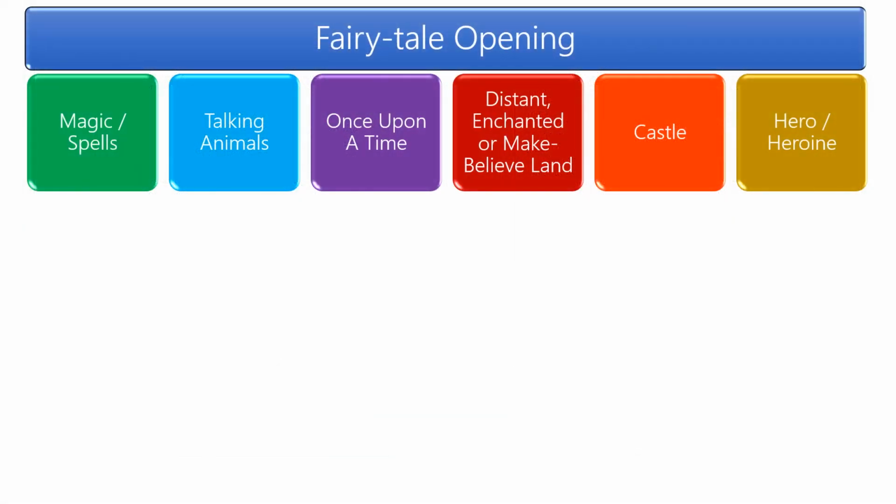What we're going to do now is decide if the writer has used any of the 6 fairy tale openings in chapter 1 of Coraline. So, reminder, we have magic and spells, talking animals, once upon a time, a distant enchanted or make-believe land, castle, a hero or a heroine. The first thing I'd like you to do is pause the video and write down those 6 features in a list in your exercise book, so that you can put a tick or a cross next to them when we look at them. Then restart the video when you've done that.